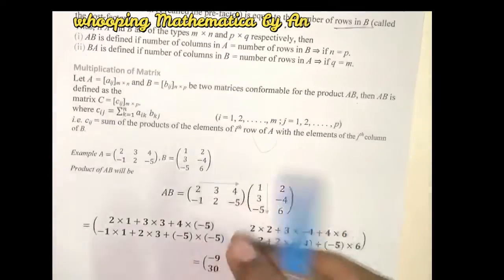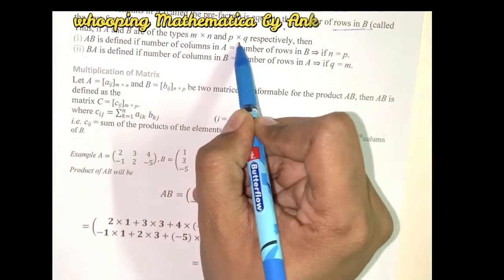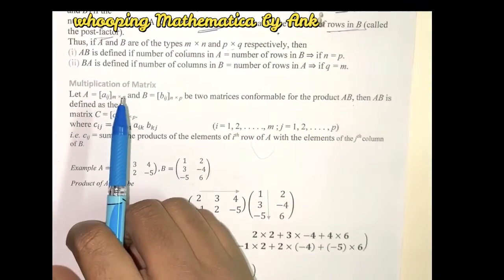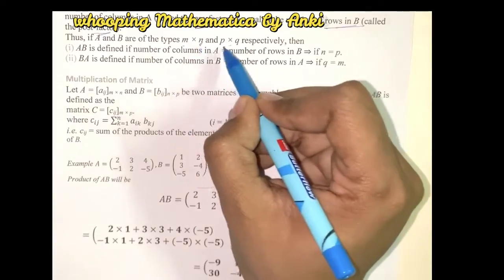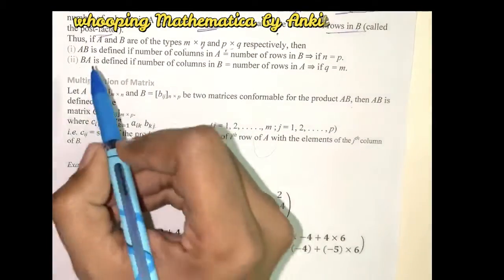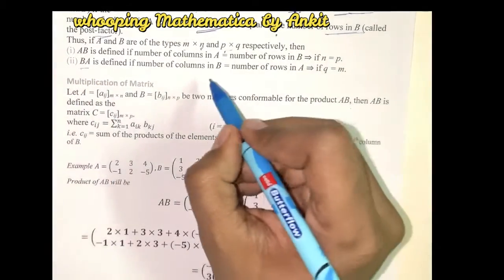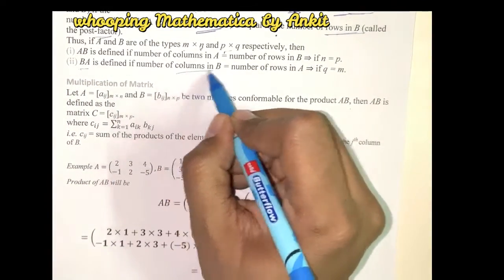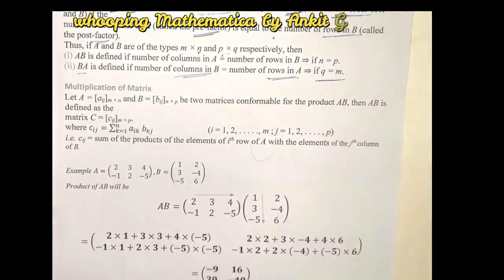Now if A and B are of the order m cross n and p cross q, then for the product AB to be possible, we should have n and p equal. And if we want to find BA, then the condition we need to keep in mind is that the number of columns of B should be the same as the number of rows of A, that is, q is equal to m.